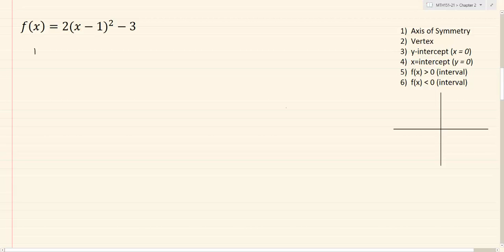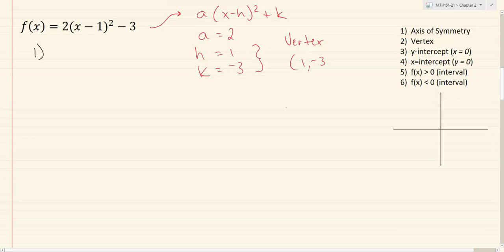So let's start with number one, the axis of symmetry. Now, from vertex format, you don't have an a, b, or c. Vertex format is a(x minus h) squared plus k. And in our case, a is equal to 2, h is equal to 1, and k is equal to negative 3. And this h and k are your vertex. That's why we call this vertex format, (1, negative 3).